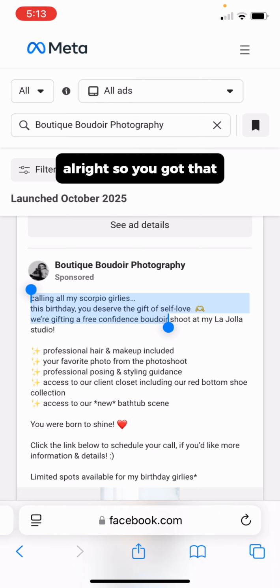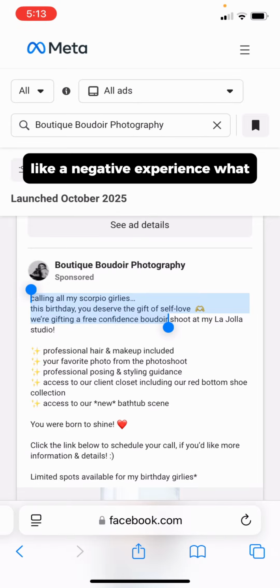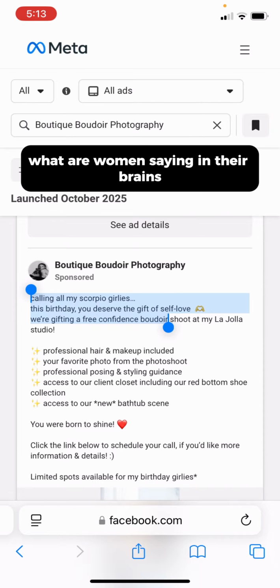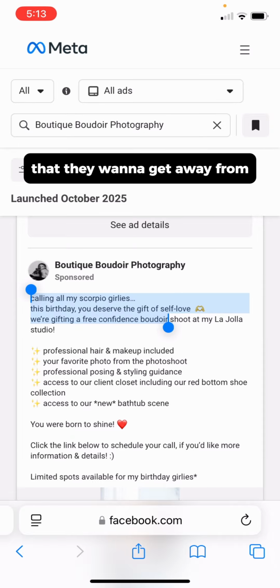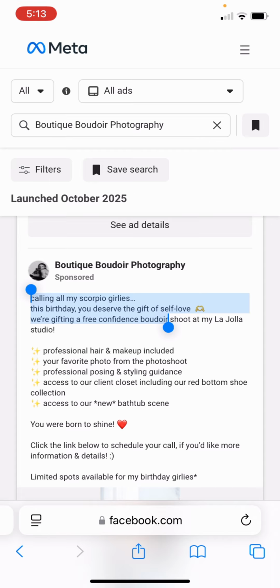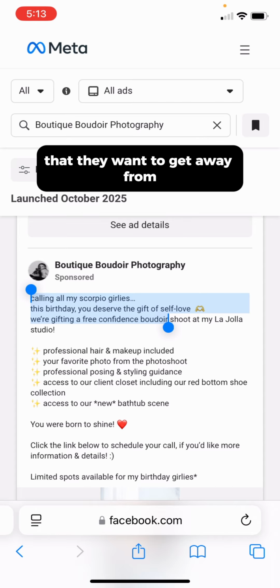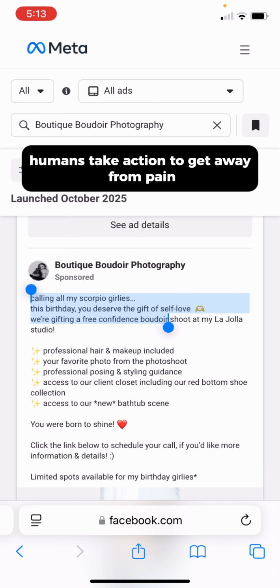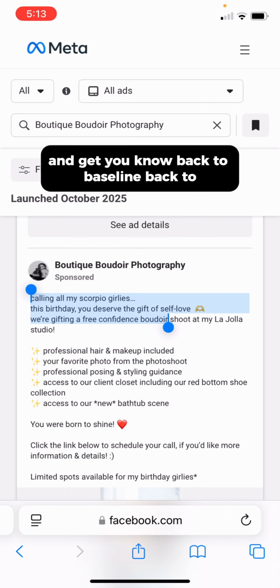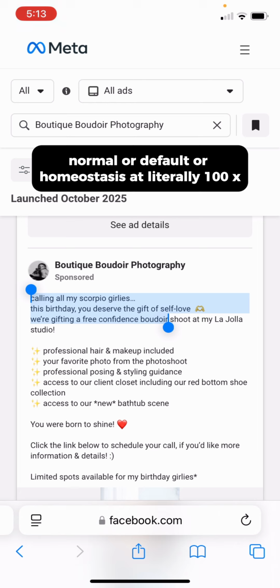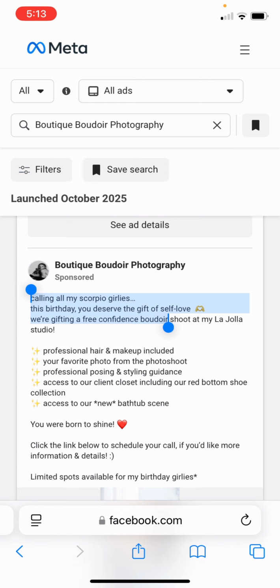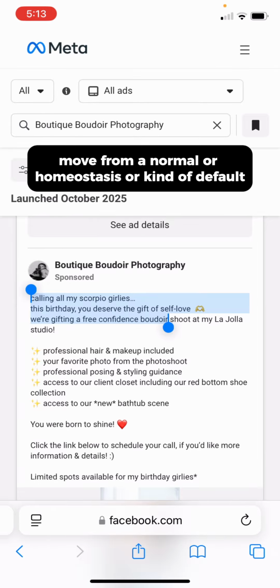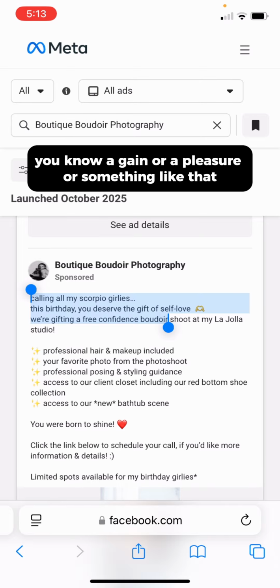All right, so you got that. The next thing we want is a negative experience. What are women saying in their brains that they want to get away from, that they don't want to deal with anymore? A negative experience or pain they want to get away from. We always put this first because humans take action to get away from pain and get back to baseline, back to normal or default, or homeostasis, at literally 100x the rate that they'll move from homeostasis to take an action to get a gain or a pleasure or something like that.